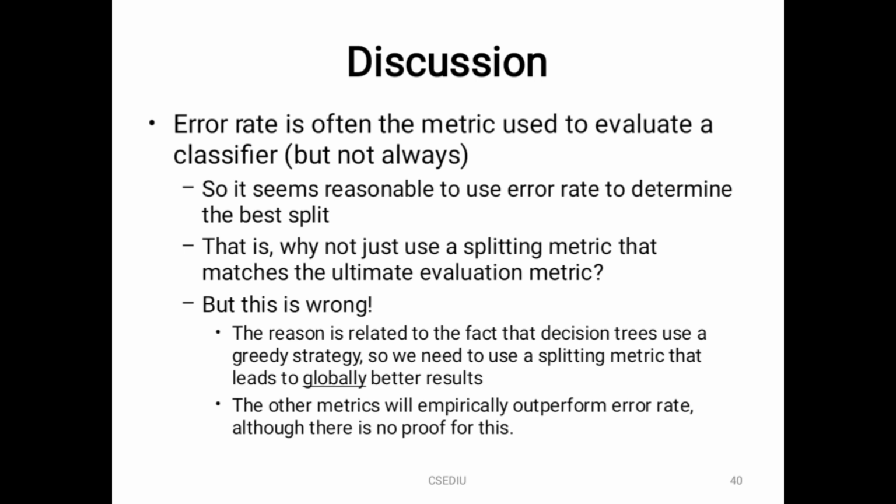Discussion. Error rate is often the metric used to evaluate the classifier, but not always. It seems reasonable to use error rate to determine the best split, but this is wrong. There are problems in decision tree building, where a global better result is needed for splitting. Some other metrics will empirically outperform error rate.